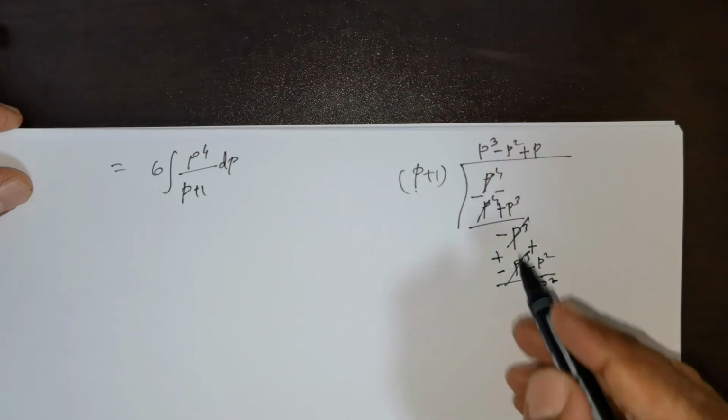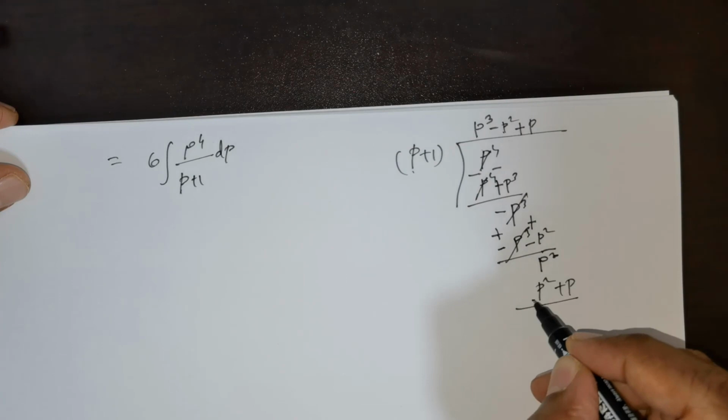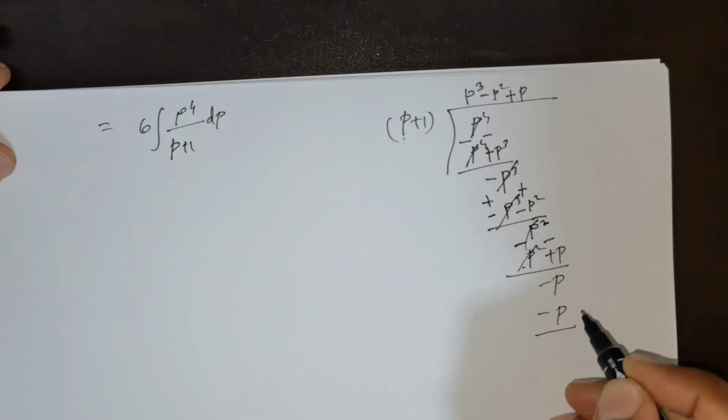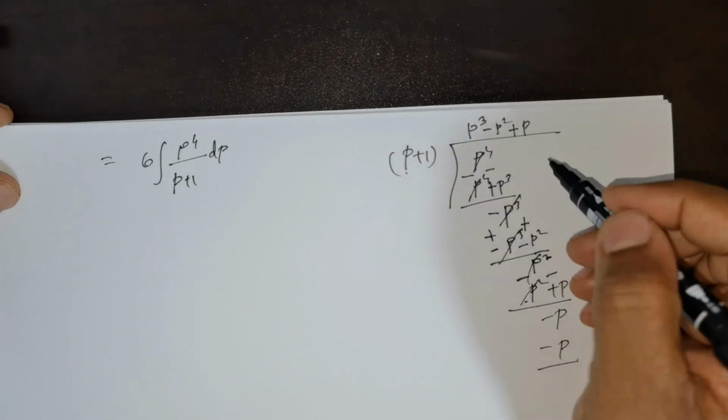p into p is p squared. p into 1 is going to be positive p. Now change the sign, you get a negative p. Now place a negative p. Now what should you place here to get negative p?